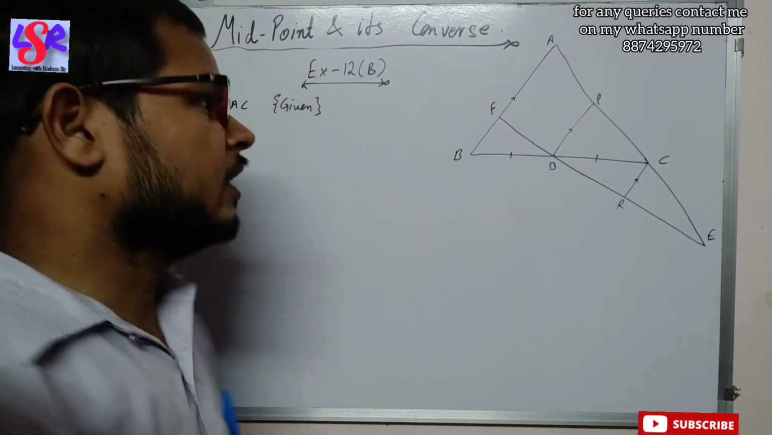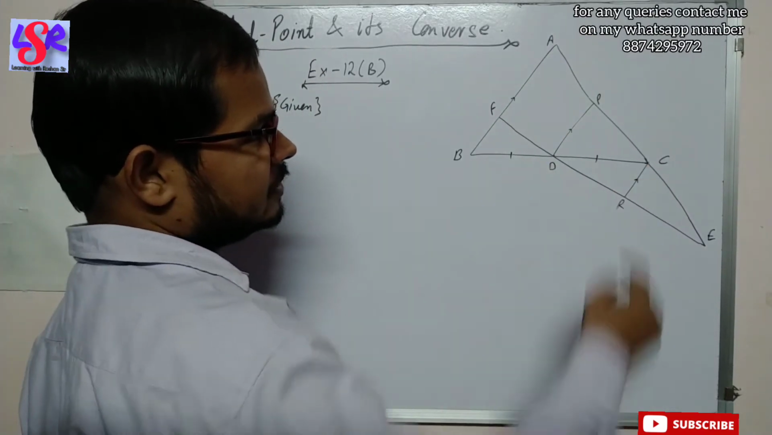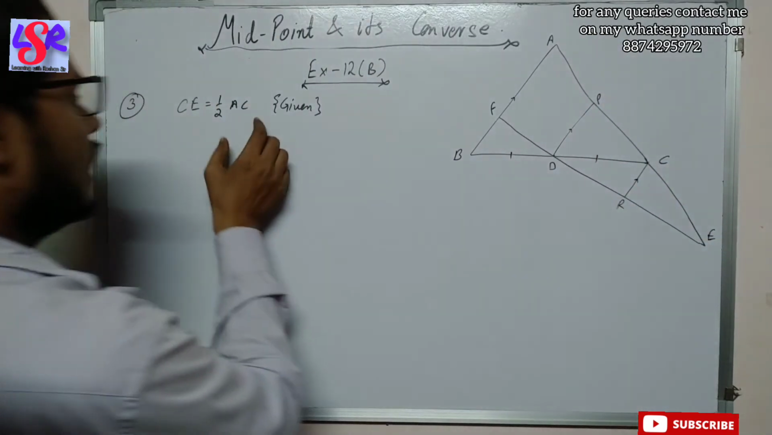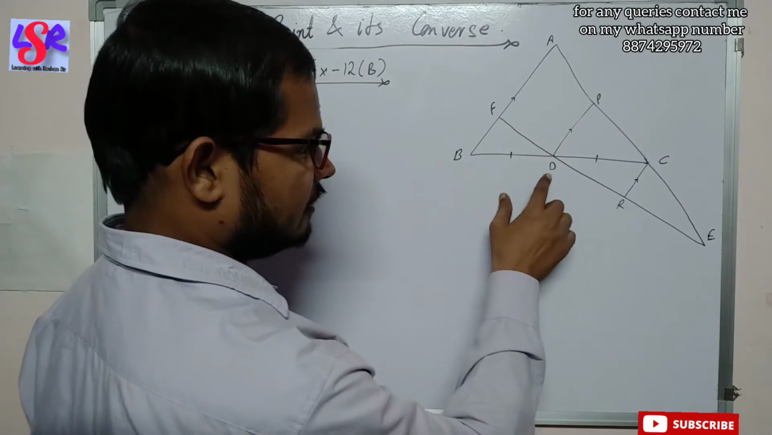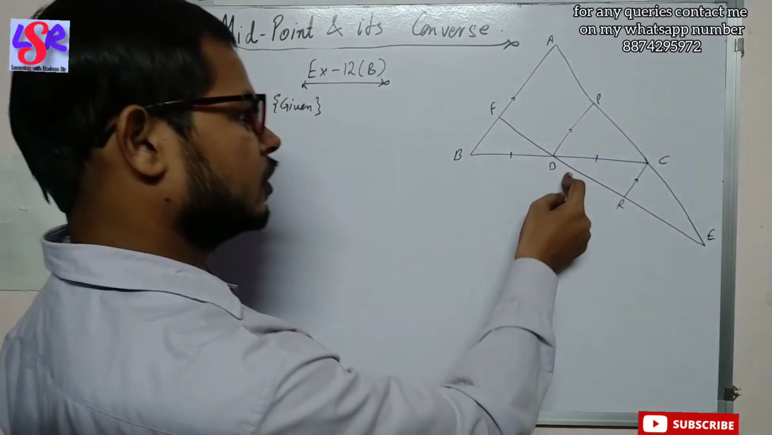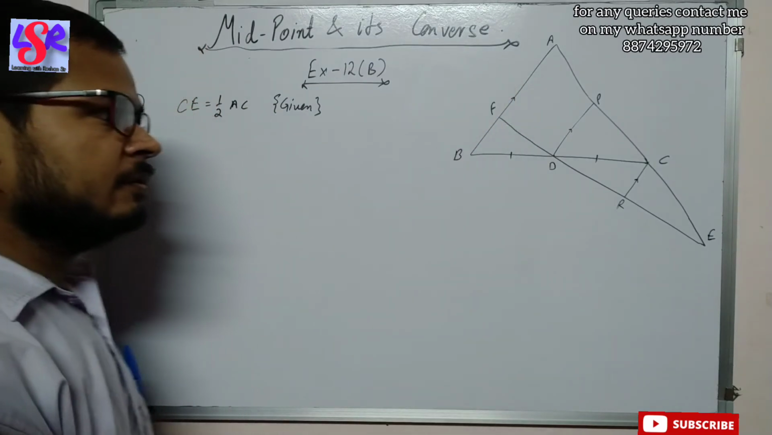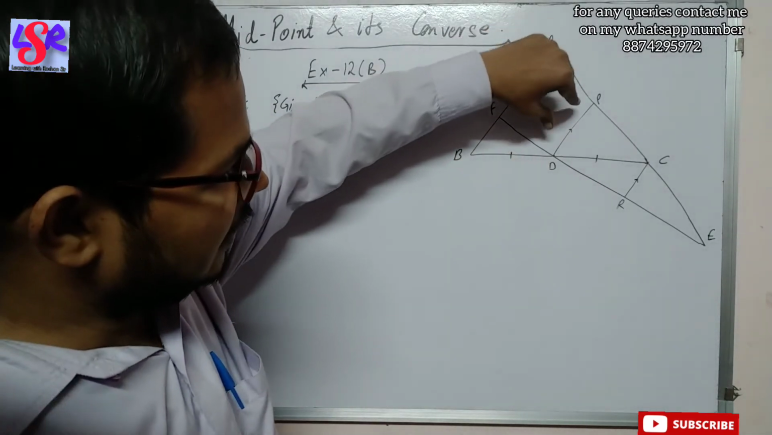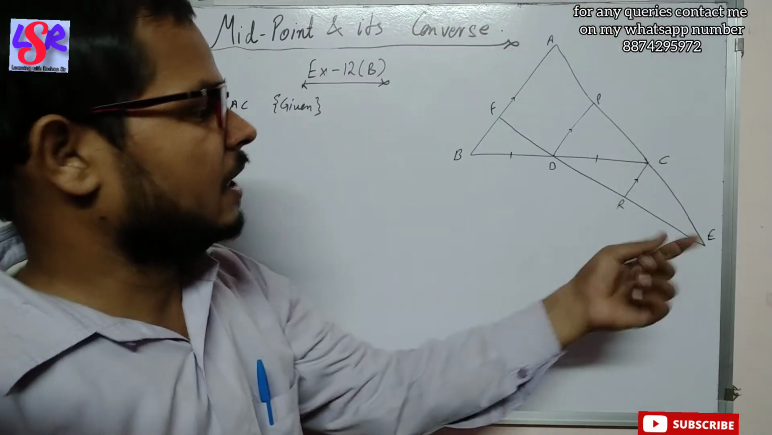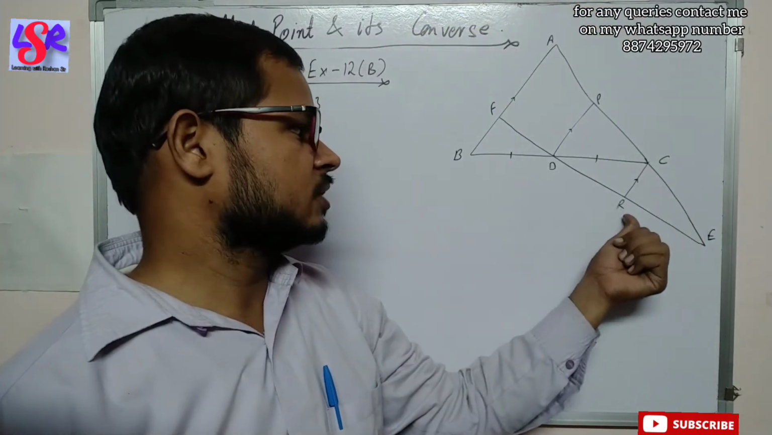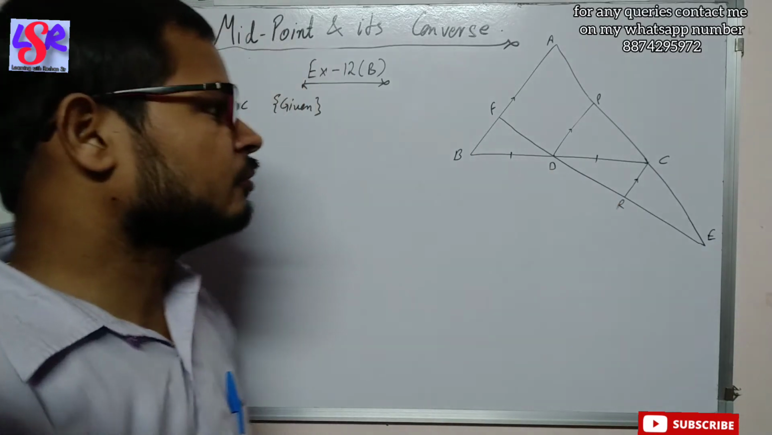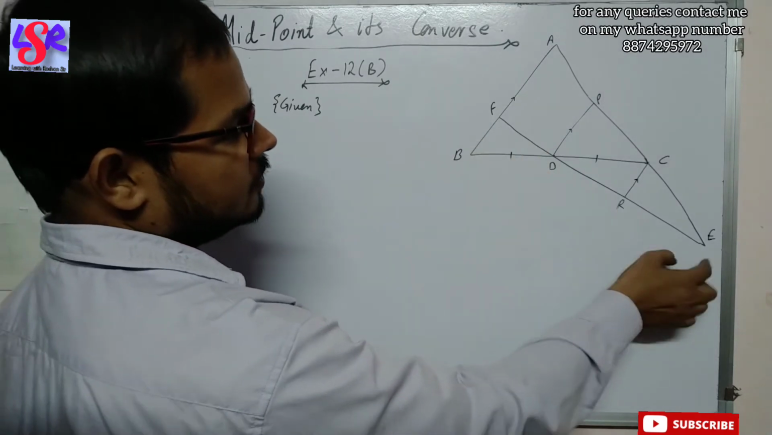Here we have a triangle ABC in which the side AC is produced to E such that CE equals half of AC. Then we have a point D which is the midpoint of BC. This E is joined to D, then produced to F which meets AB. Now we have a line from D parallel to AB which meets AC at P, and also a line from C which is parallel to AB which touches this line at R. Now we have to prove DF is thrice of this whole line.